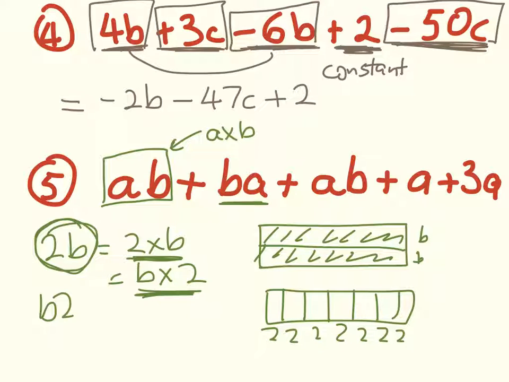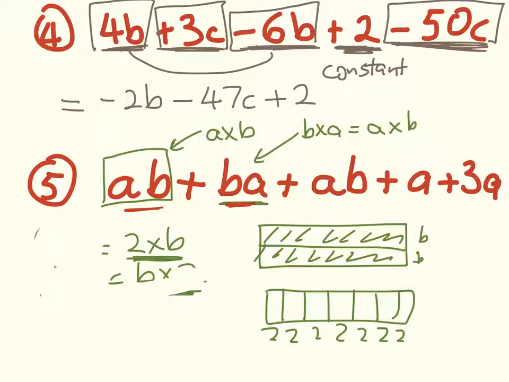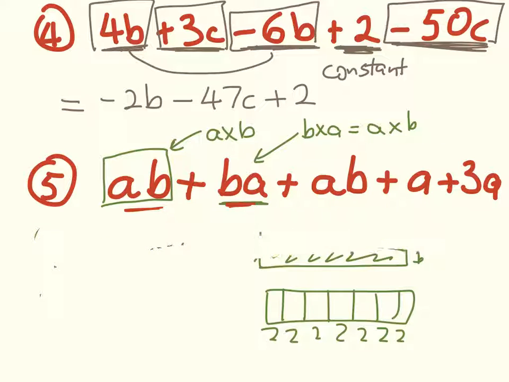And when I've got b times a, this is exactly the same as a times b. So when you first look at example 5, you can be tempted to think that the ab and the ba are not like terms, but they are. So we can put them together. So I'm going to erase the mess underneath now, and we will use that space to collect up our like terms.